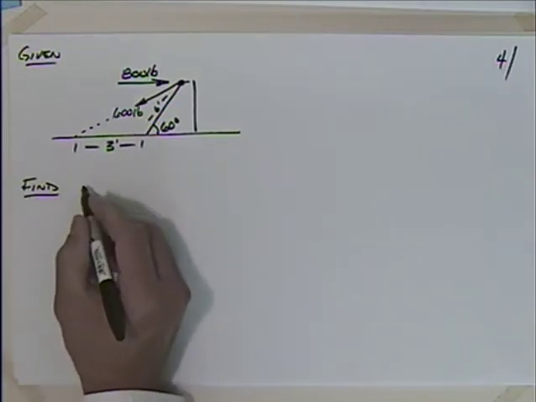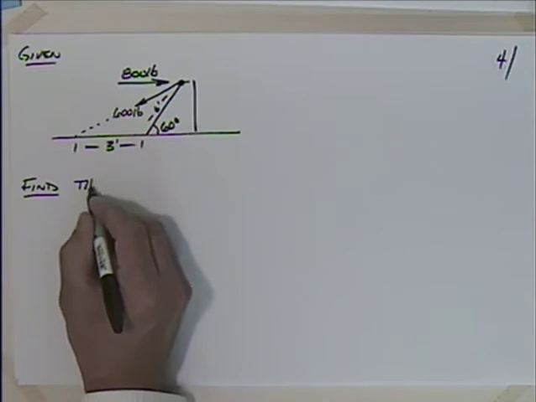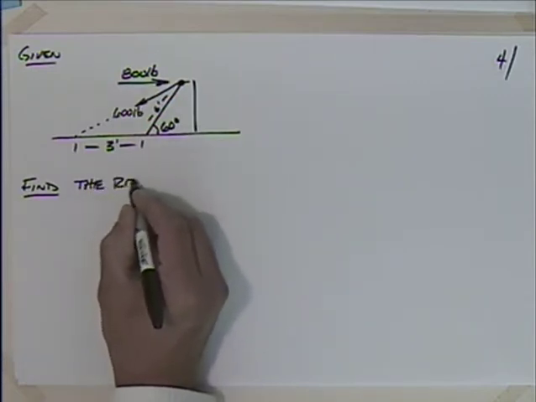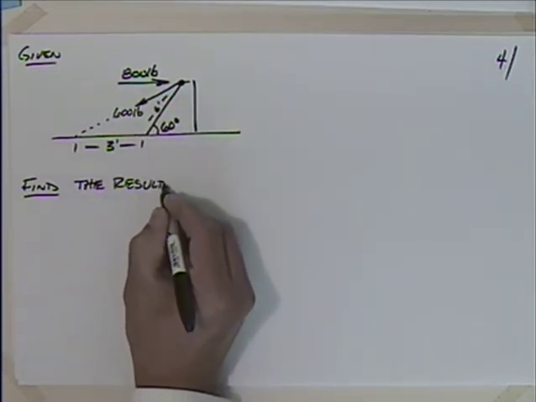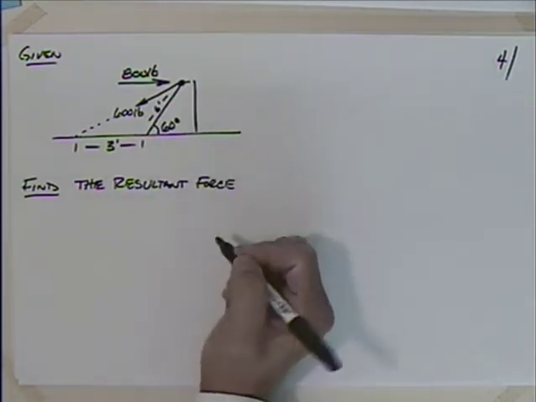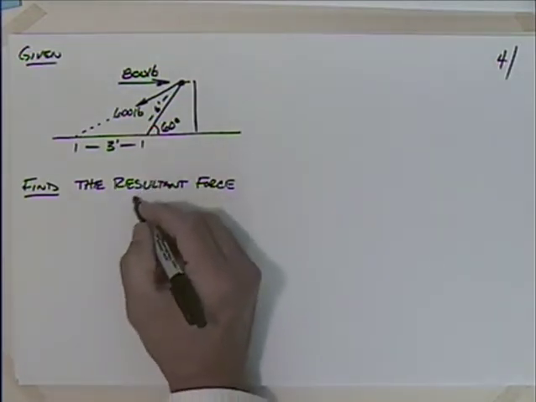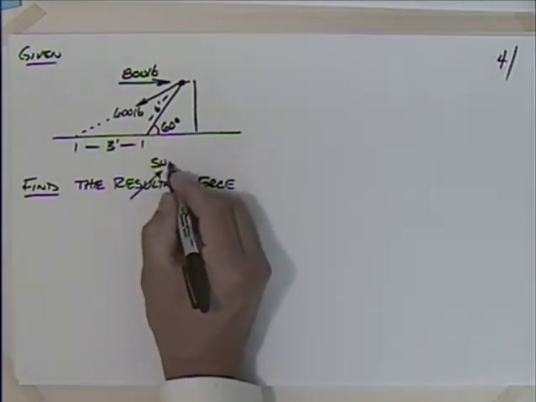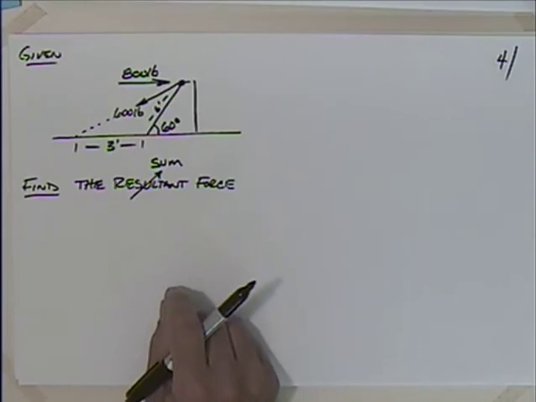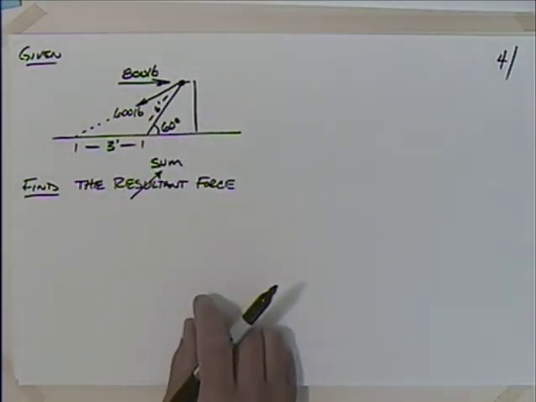is I would like to find the resultant force. Well, the resultant is really a fancy way of saying sum. I'd like to find the sum of those. I'd like to add that 600-pound force to that 800-pound force and see what we come up with.